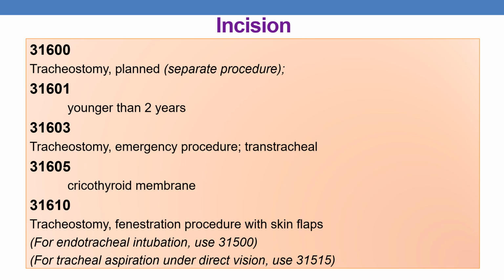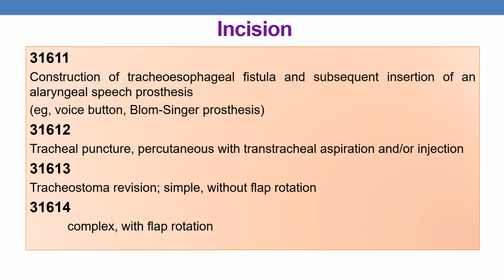And for endotracheal intubation, use 31500. And for tracheal aspiration under direct vision, use 31515. The next CPT is 31611. Construction of tracheoesophageal fistula and subsequent insertion of a laryngeal speech prosthesis, for example, voice button or Bloom-Singer prosthesis. The next is 31612. It deals with tracheal puncture, percutaneous with transtracheal aspiration and or injection.